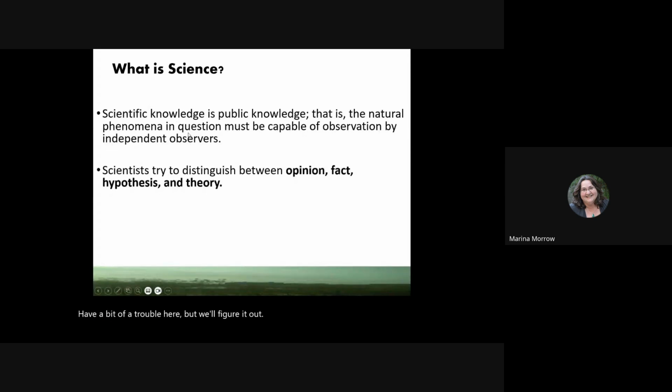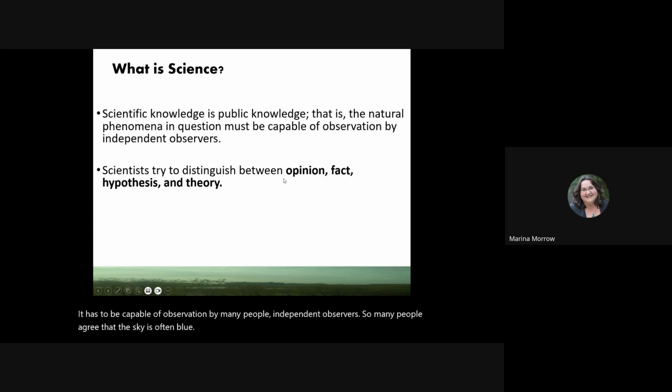Okay, now scientific knowledge is public knowledge. So one of the main goals of science is to share that knowledge with others. It's actually a requirement of the scientific method. And so, one thing is that when we're looking at a phenomena, like why is the sky blue, it has to be capable of observation by many people, independent observers. So, many people agree that the sky is often blue.